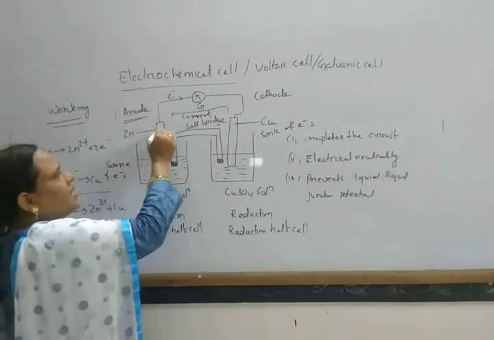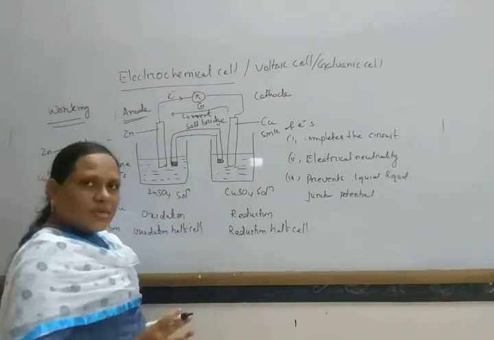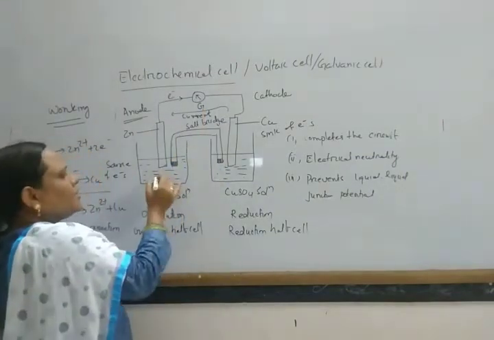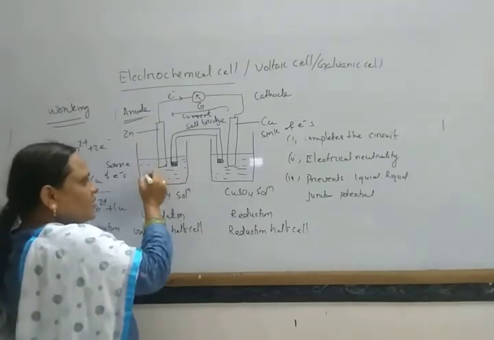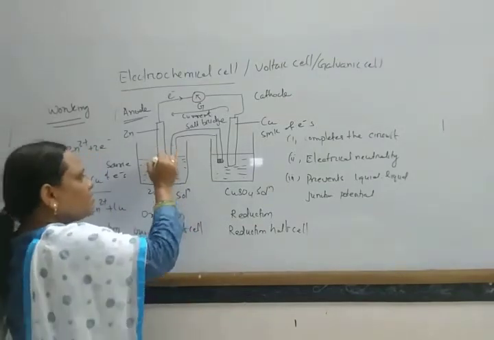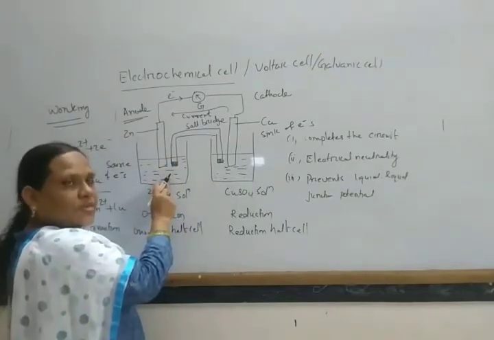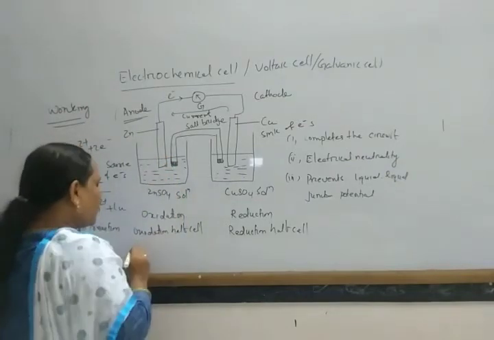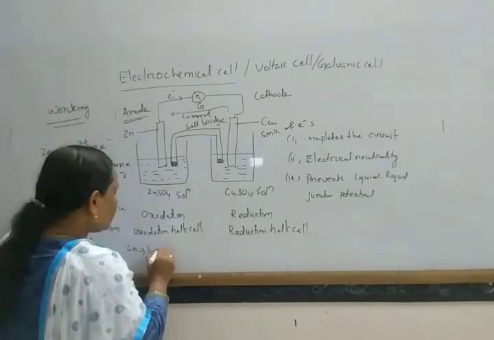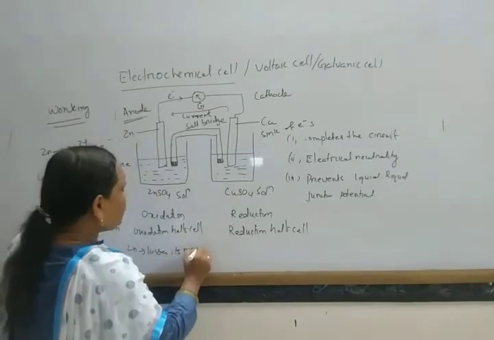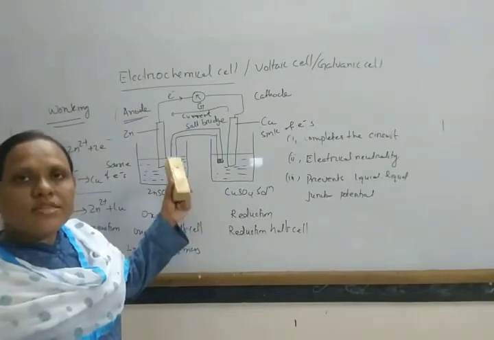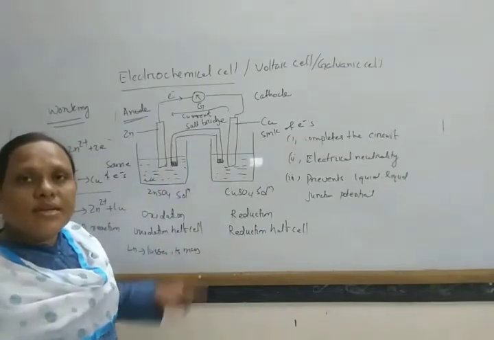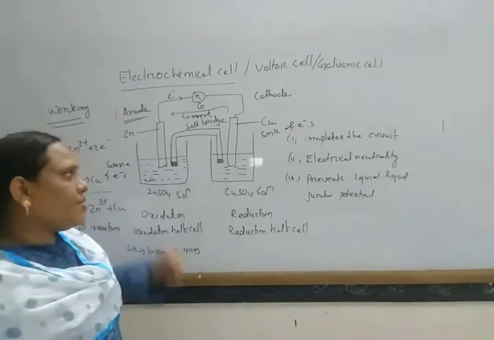So during this process, zinc is first converted to Zn2+ ions, which accumulate here, and the electrons are moved here. As the concentration of zinc in the solution becomes more, zinc loses its mass and is converted to Zn2+. After some time, the weight of this zinc rod decreases. The zinc rod loses its mass, or its weight decreases, and the concentration of the solution increases because it contains more Zn2+ ions.